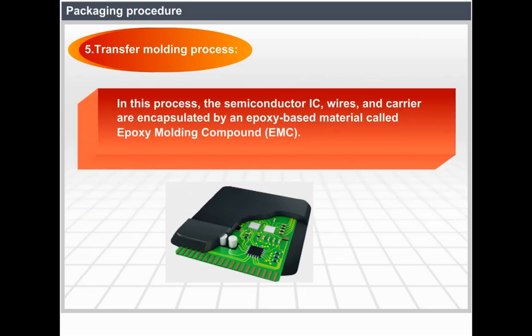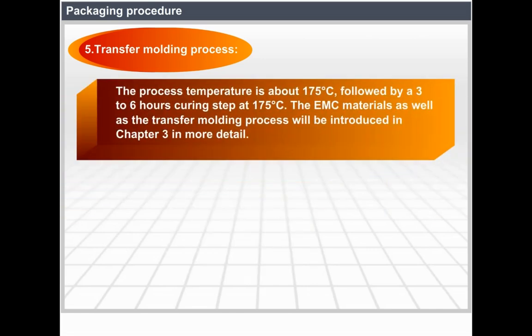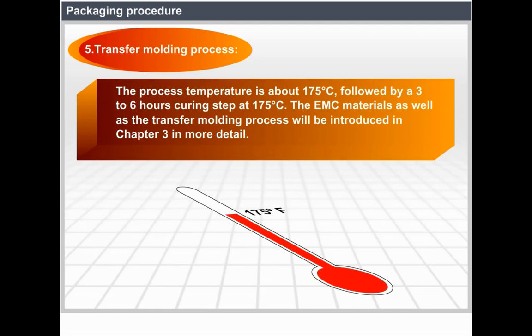In this process, the semiconductor IC, wires, and carrier are encapsulated by an epoxy-based material called epoxy molding compound, EMC. The process temperature is about 175 degrees Celsius, followed by a 3 to 6 hour curing step at 175 degrees Celsius. The EMC materials as well as the transfer molding process will be introduced in Chapter 3 in more detail.